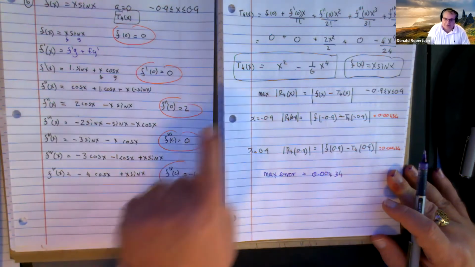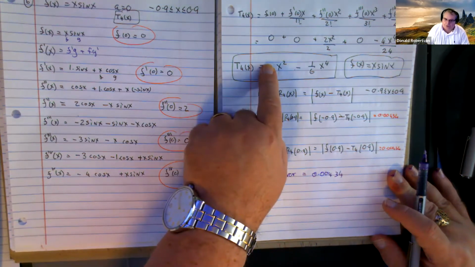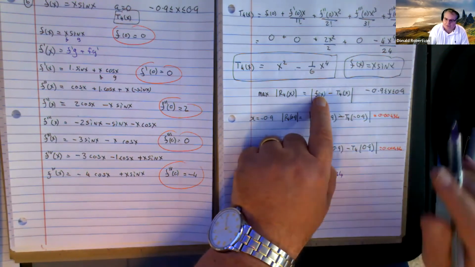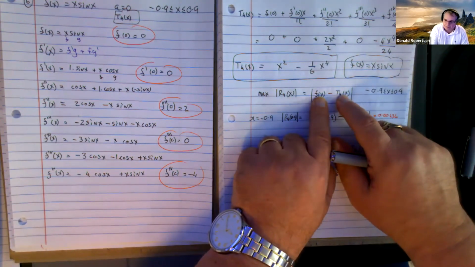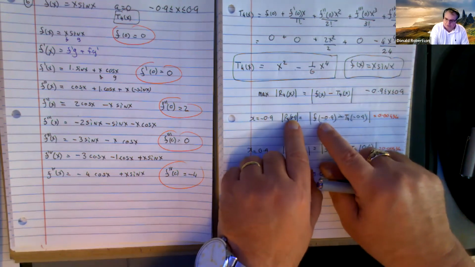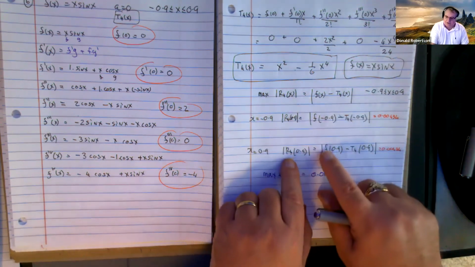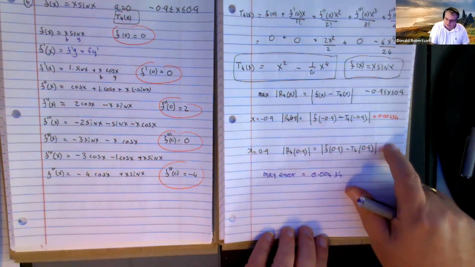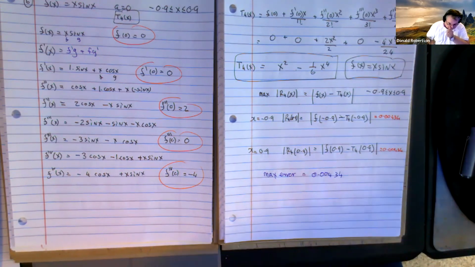Find all the derivatives. Use the formula to get T4 of x. The remainder is the difference between the real value and T4. Evaluate it at -0.9, one extreme. Evaluate it at +0.9, the other extreme. The biggest answer is your maximum error.